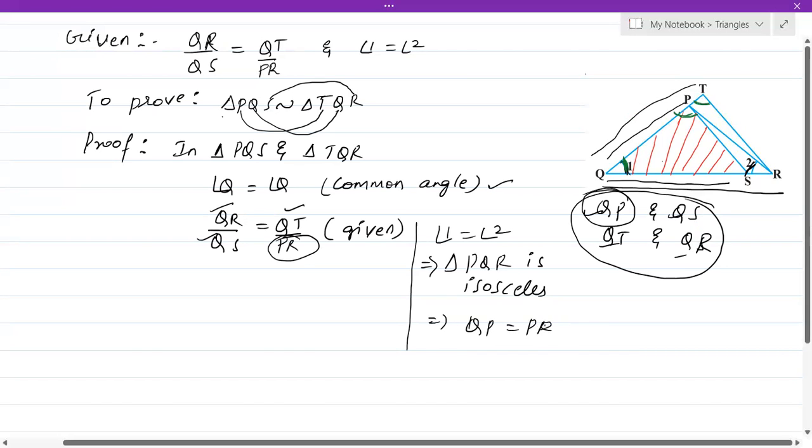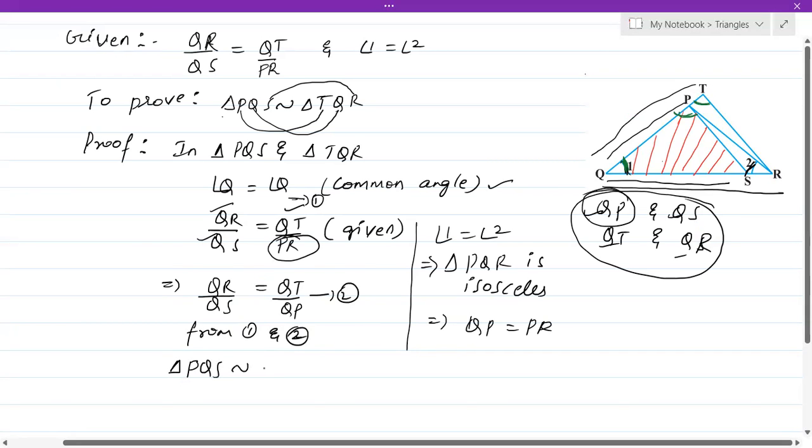Therefore, I can take out that PR, which implies QR by QS is equal to QT by, I can take out that PR and write it as QP. Now, let's take this as equation 1 and this as equation 2. Now, from 1 and 2, the triangles are similar. Triangle PQS is similar to triangle PQR using SAS criteria.